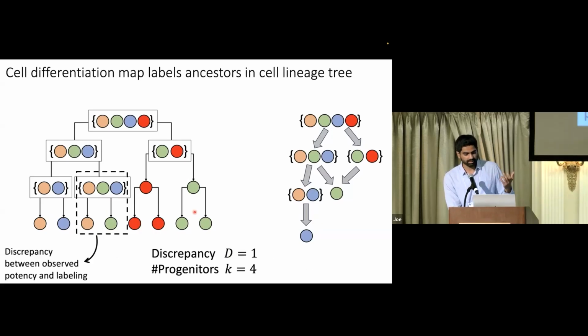So we came up with a metric called discrepancy. We count the number of discrepancies between the observed potency, that is the cell types that are in the subtree rooted at that cell, and the labeled potency. So here in this example, there's only one cell whose observed potency does not match the potency that is described here, and that's this cell, and the number of such discrepancies is 1. So discrepancy is 1, and the number of progenitor cell types in this cell differentiation map is 4.